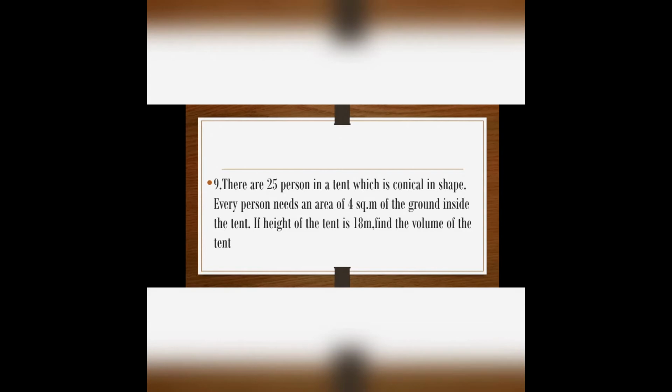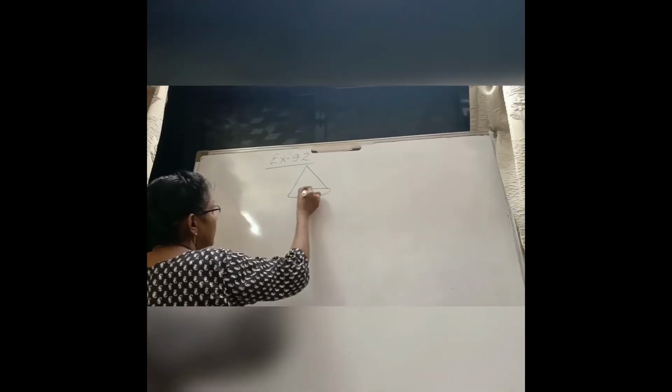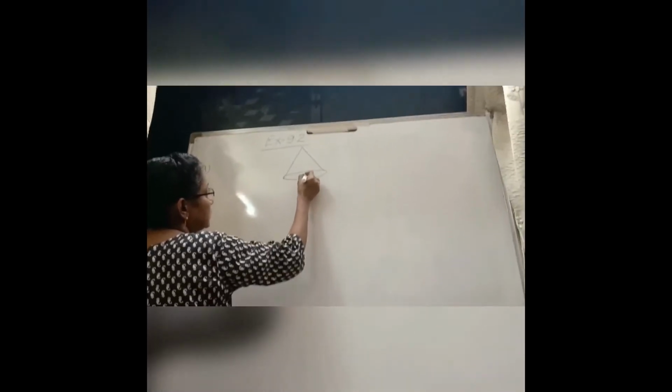Question number 9. There are 25 persons in a tent which is conical in shape. Every person needs an area of 4 square meter of the ground inside the tent. If height of the tent is 18 meter, find the volume of the tent. The tent is conical in shape. This is the ground.